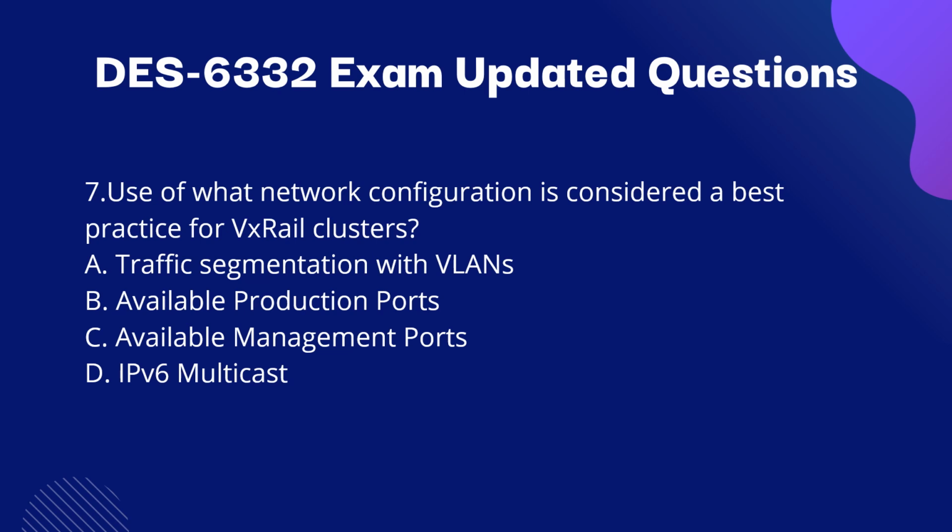7. Use of what network configuration is considered a best practice for VxRail clusters? A. Traffic segmentation with VLANs. B. Available production ports. C. Available management ports. D. IPv6 multicast.